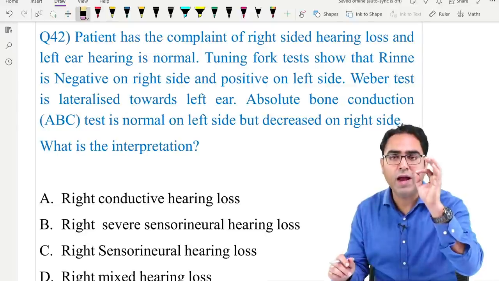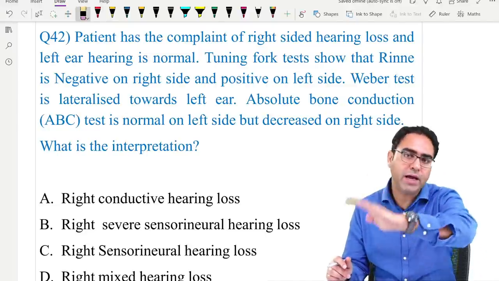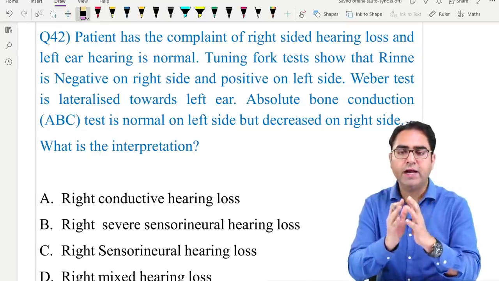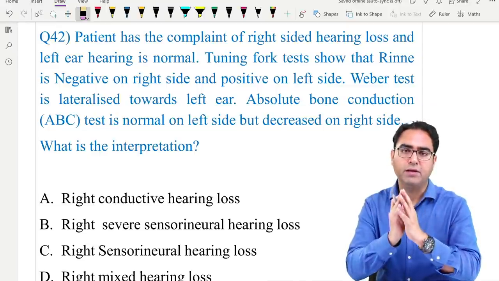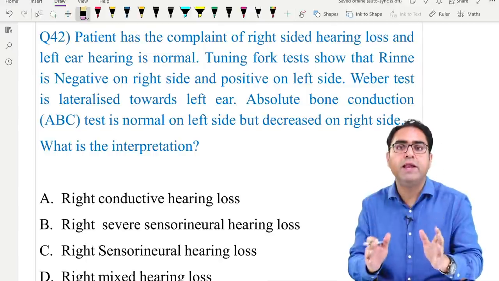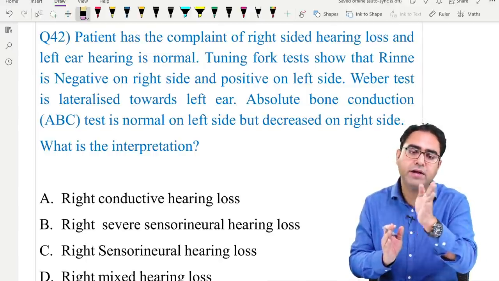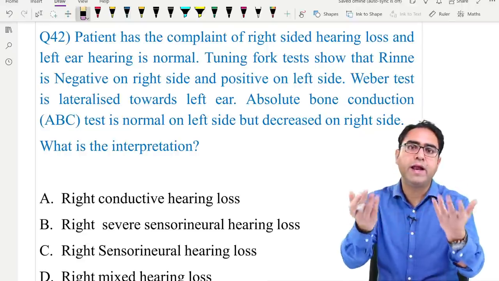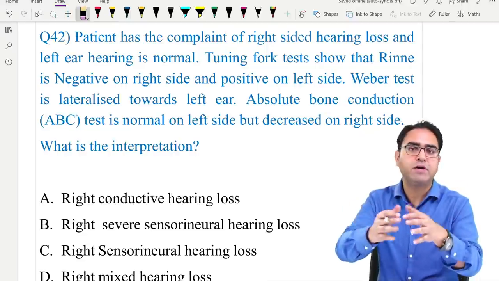I strongly suspect this question is from INICET or NEET PG. Please understand, the right side is the poor ear, because the patient says there is right-sided hearing loss. I have to find out whether it is conductive or SNHL. I do the Rinne test, and the right side shows Rinne negative. I think Rinne negative means conductive hearing loss.